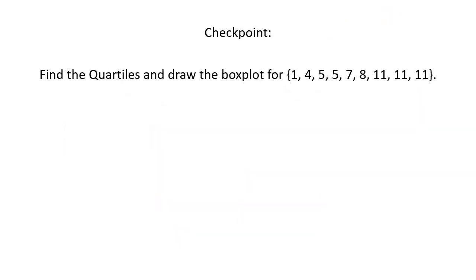Okay, so what I would like for you to do is your checkpoint problem. We looked at this data set in the previous video and in this video, so this should look very familiar. I would like for you to try to find the quartiles. So first, second, third quartile. The min and the max should be fairly direct. And then draw the box plot or box and whisker plot for this data set. So see if you can do that.